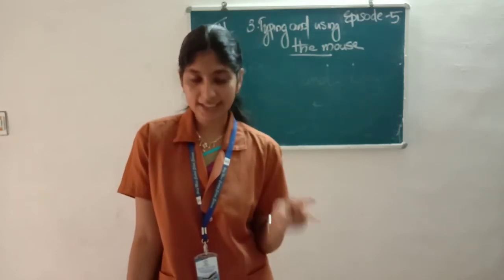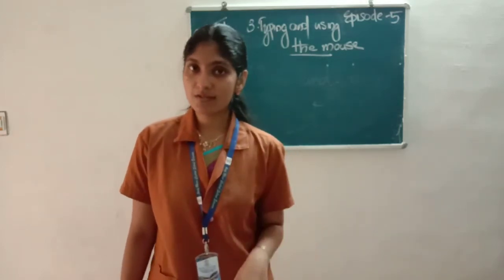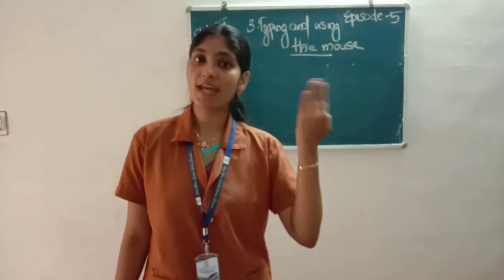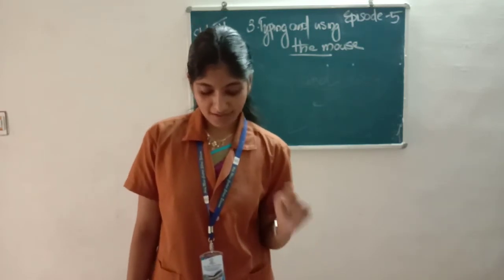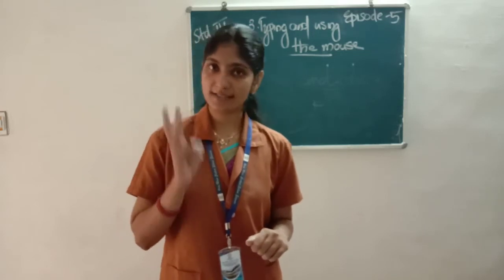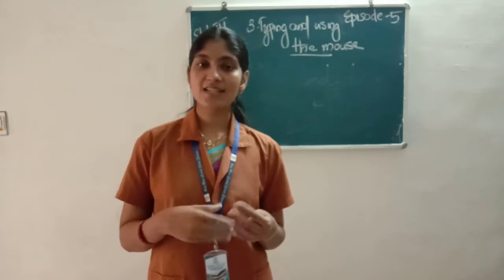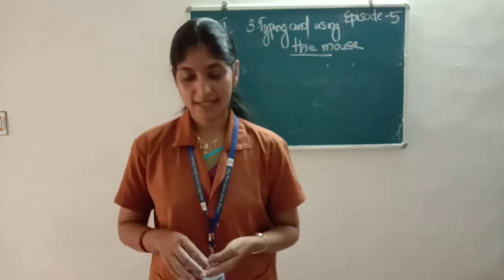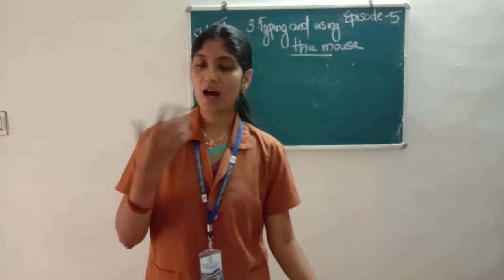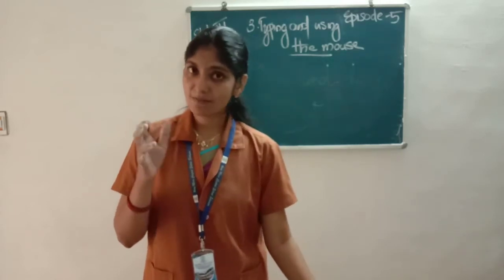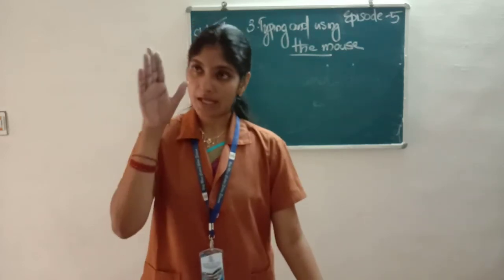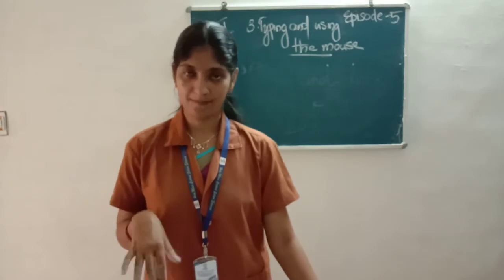Second action is click. Click means press the left mouse button and release it quickly. Clicking means sending the command to a computer. Third action, double click. Double click means press the left mouse button twice. That means double click is used to open any application. Then right click. How to do right click? Press the right button on the mouse and then a shortcut menu appears. In that menu there are some options to choose from.